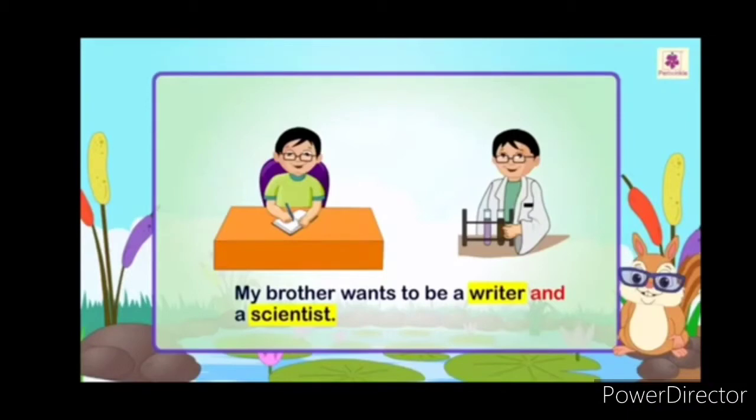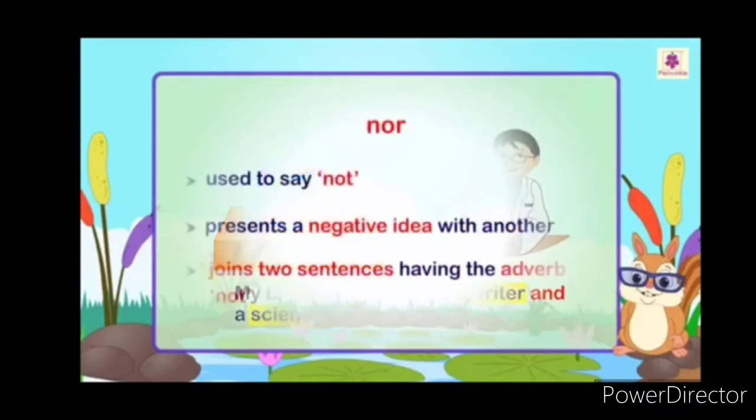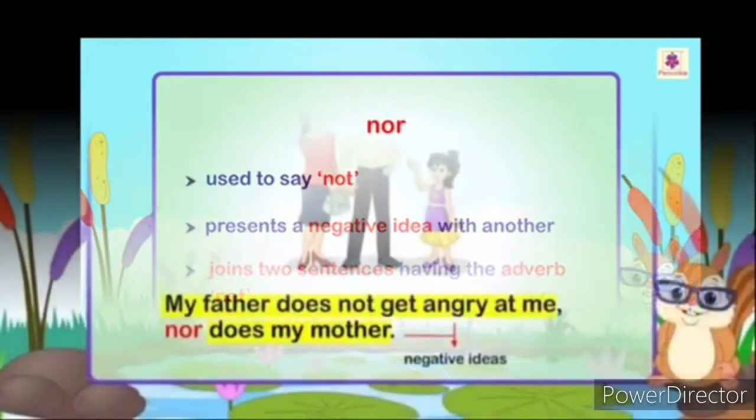Let's move on to the next conjunction, that is "nor". The next coordinating conjunction is "nor", which is used to say "not" for negative ideas. So when we represent a negative idea with another, we use "nor", and to join two sentences having the adverb "not". Look at the example for "nor".